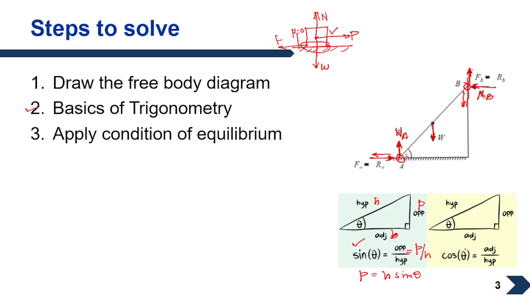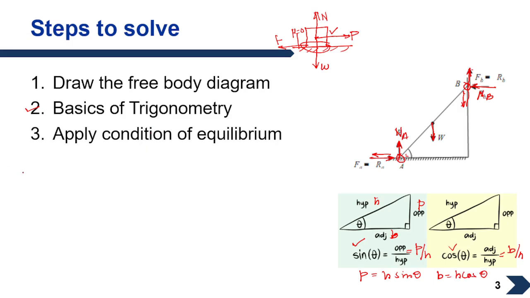Similarly, cos theta can be adjacent by hypotenuse, so this we can write as B by H. So if you wanted to know B, we can write it as H cos theta. Agree? Okay, so this is what you need to know.